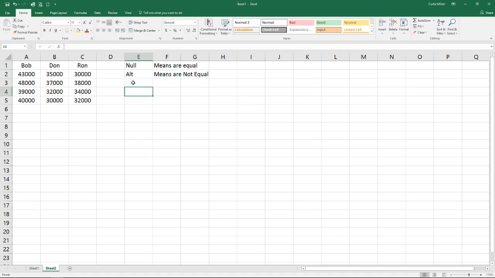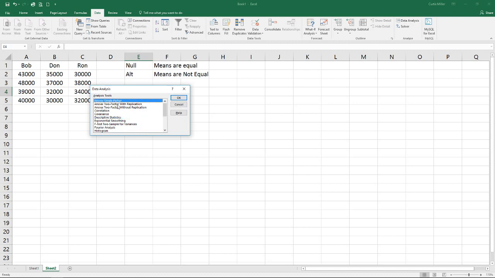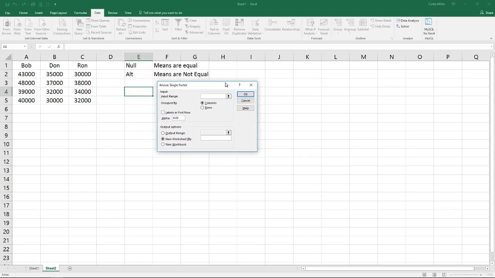So now that we have our hypotheses set up, we will go over to our data tab, our data analysis tool pack, and we will be looking for ANOVA single factor. You will notice there are two other options here, ANOVA two-factor with replication and without replication. Those will allow you to extend the ANOVA analysis beyond a single factor here, which is the cost of care of a single procedure, to where you could look at this as the cost of care over multiple different procedures as well.